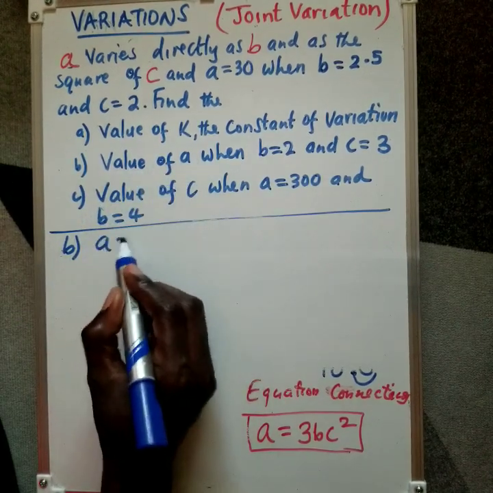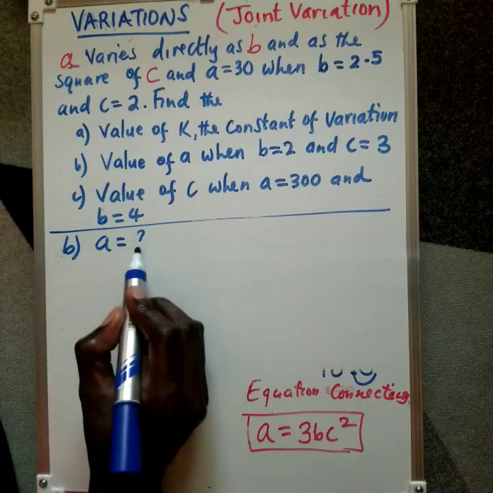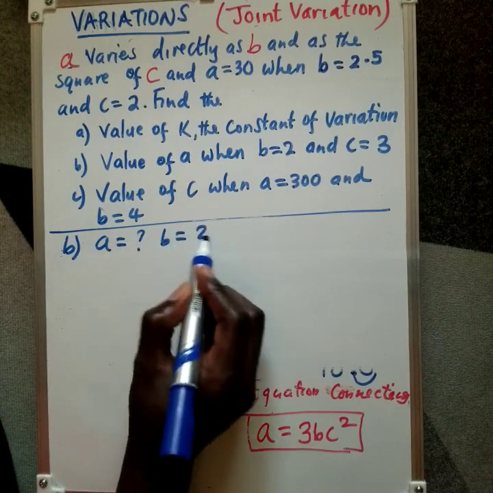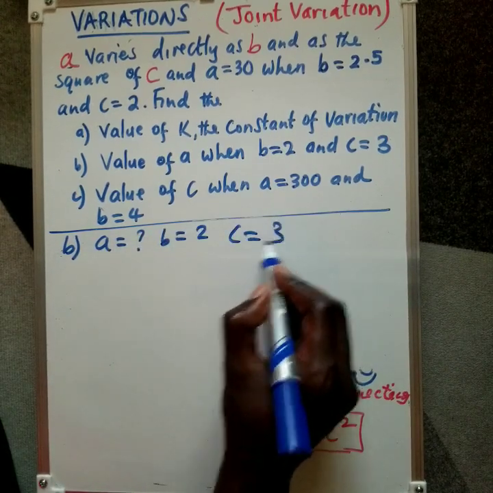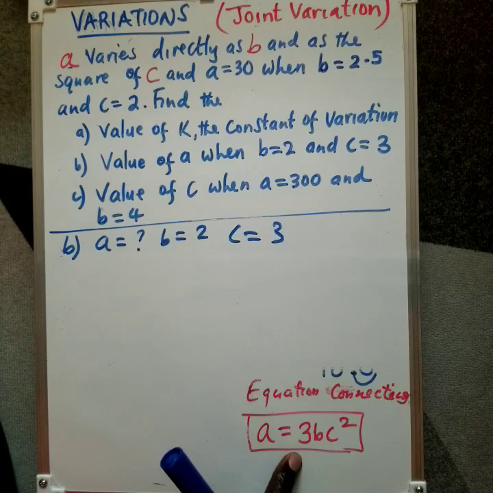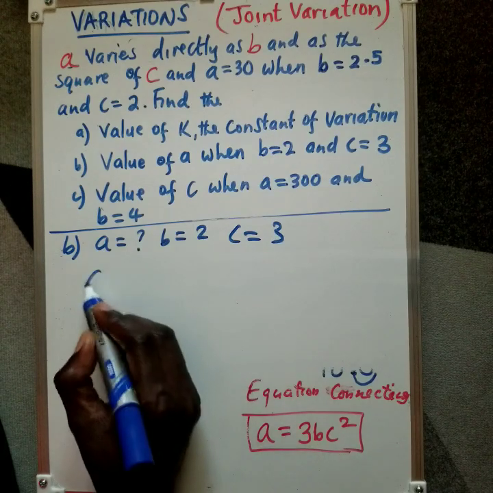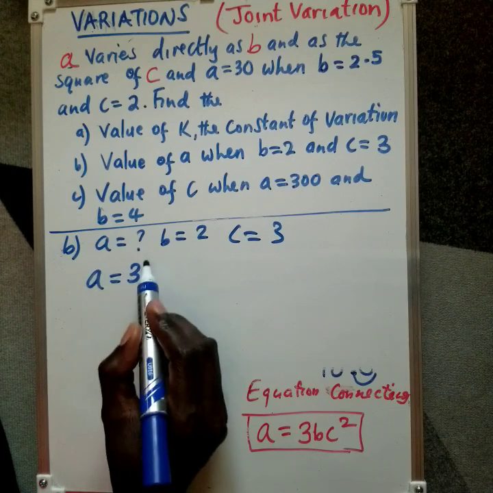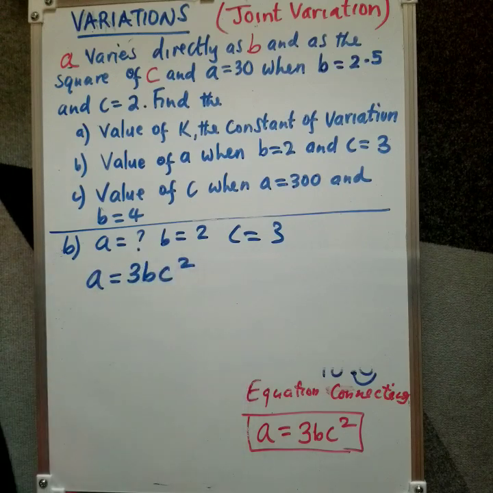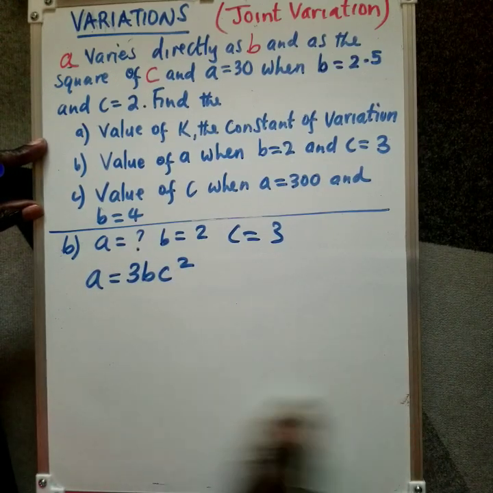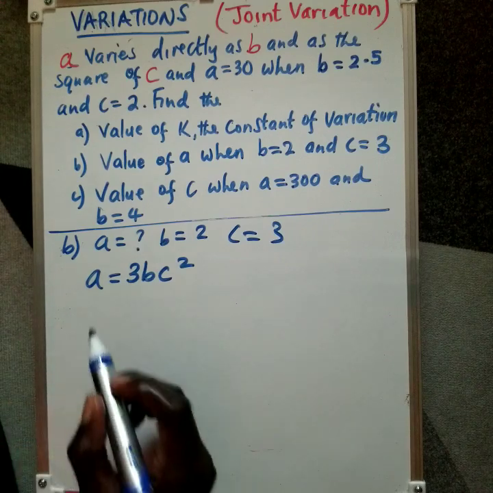So they want us to find the value of A, which we don't know, when B is equal to 2 and our C is equal to 3. So we'll take the equation connecting A, B, and C, which is A is equal to 3BC squared. Then we are just going to substitute so that we can find the value of A.